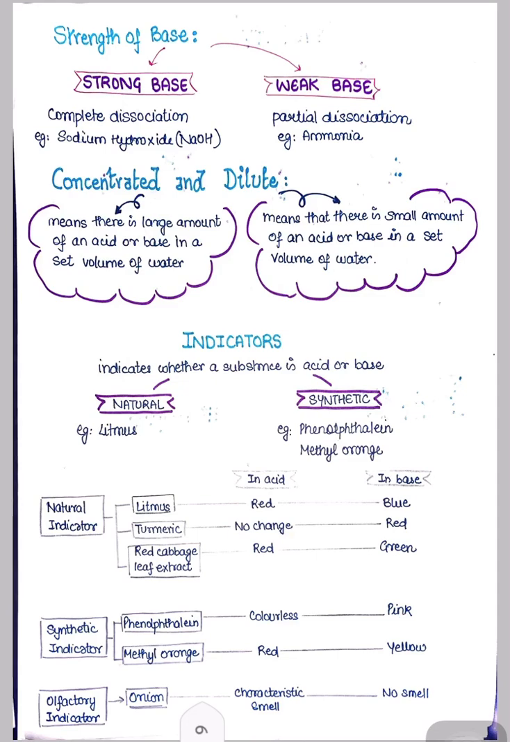Now moving forward to our next topic, concentrated and dilute. What does this term mean? You must have been to your labs and seen bottles lying there with concentrated acids and dilute acids written on them. What is the meaning of those terms? Concentrated means there is a large amount of an acid or a base in a given volume. There is a large amount of acid or base in it as compared to a given volume of water.